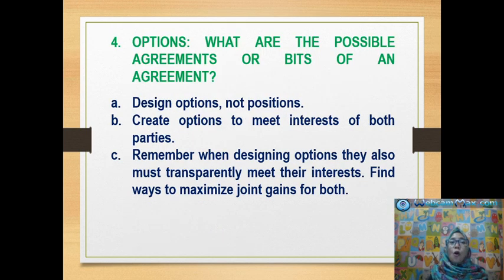4. Options. What are the possible agreements or bits of an agreement? A. Design options, not positions. B. Create options to meet the interests of both parties. C. Remember, when designing options, they also must transparently map their interests. Find ways to maximize joint gains for both. Next.